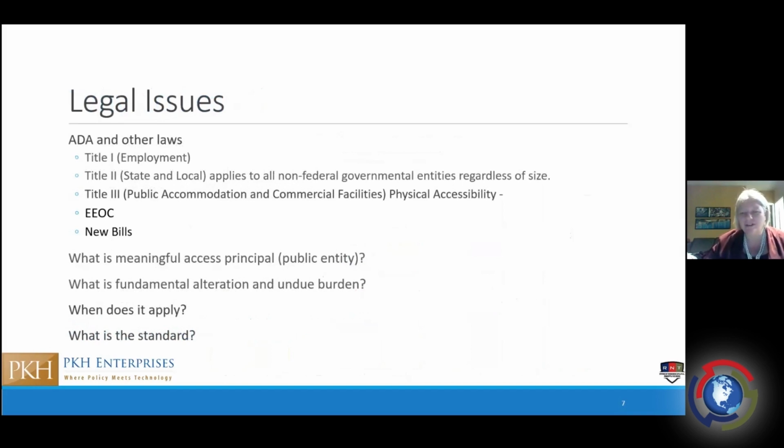So what are the legal issues? I talk about ADA as the starting point, but it's not the only law that we'll talk about. ADA has 3 titles that are relevant here, but there's also Section 504 of the Rehabilitation Act. There's also equal employment opportunity laws. All of these apply. I'll just walk through a little bit.